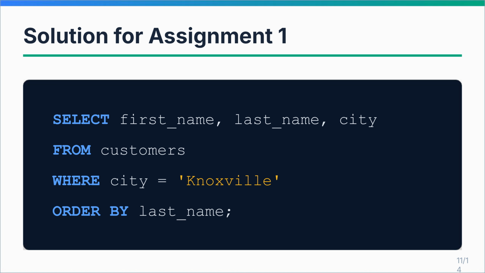Let's look at the solution for assignment 1. To find customers who live in Knoxville, we start by selecting the columns we need. Then we specify the table in the from clause. And finally, we filter the rows by adding a where condition for city equal to Knoxville. That gives us the exact list of customers who match the requirement. And here you can see the query results. These are the customers in our data who live in Knoxville.